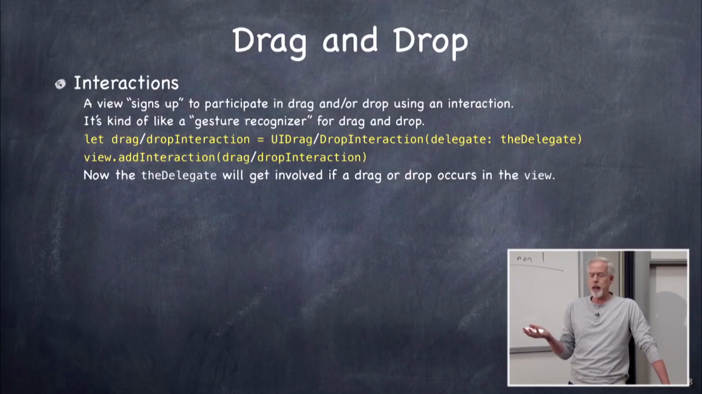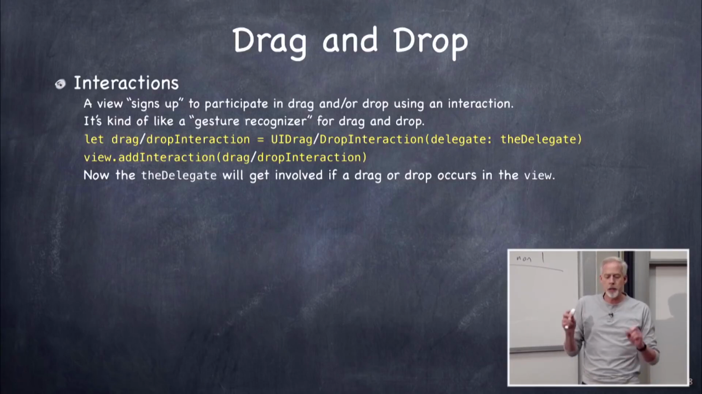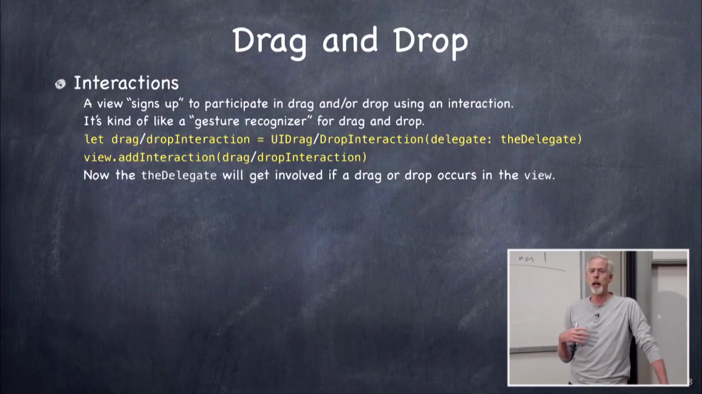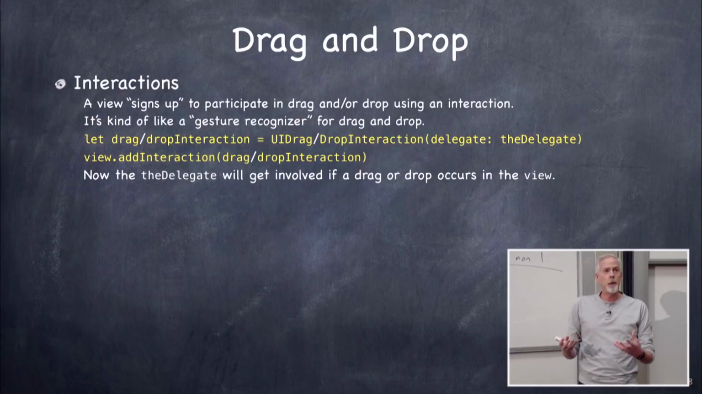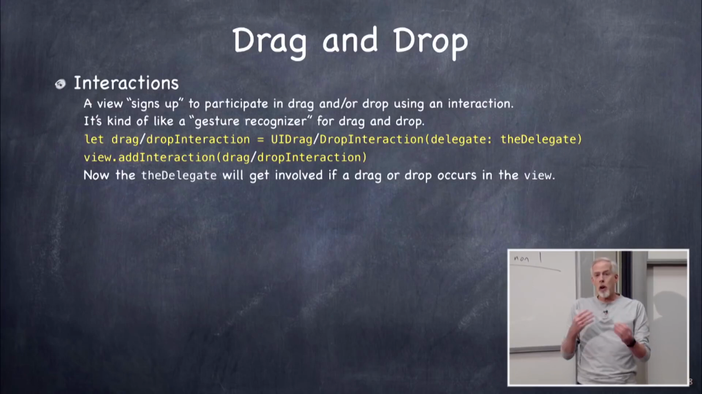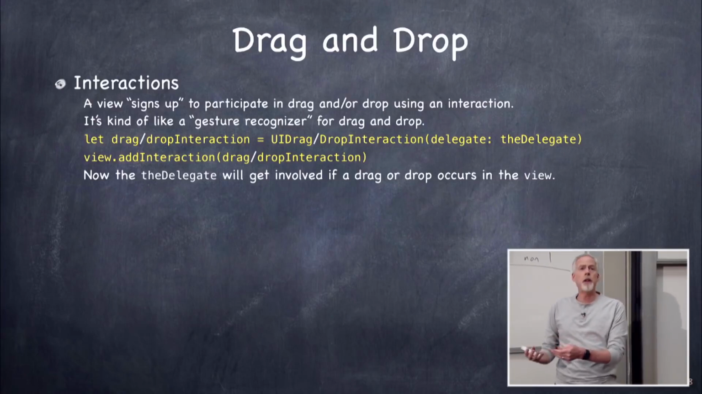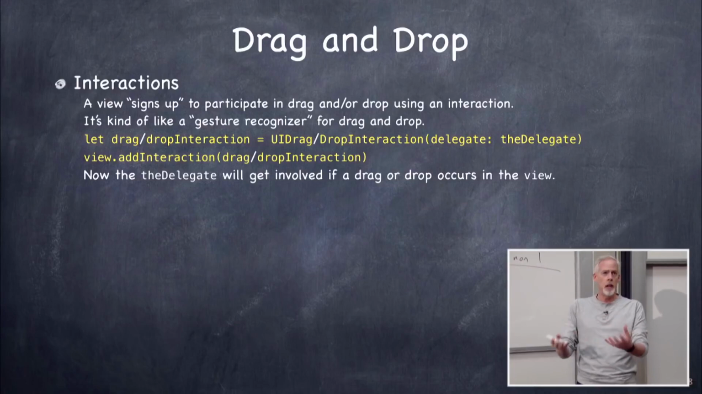But it looks almost exactly the same as adding a gesture recognizer. UIView just has this method called addInteraction, and it takes either a drag or a drop interaction that you create. And the drag or drop interaction is created really easily. It just has one argument to its initializer, which is a delegate. Then when a drag or a drop, or both, you can have a view be both, starts, the delegate is going to start receiving some messages, and you have to respond to those messages that are sent to it if you want to participate. And those messages are really easy to respond to. So let's take a look at that.